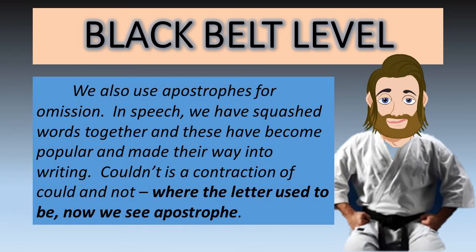Now for black belt level, we also use apostrophes for omission, where a letter has been omitted and is no longer a part of the word. So in speech, we've squashed some words together and these have become popular and made their way into writing. We call them contractions. So couldn't is a contraction of could and not. Where the letter used to be, now we see an apostrophe. So we can see that the o of not has gone, and in its place, we use an apostrophe.